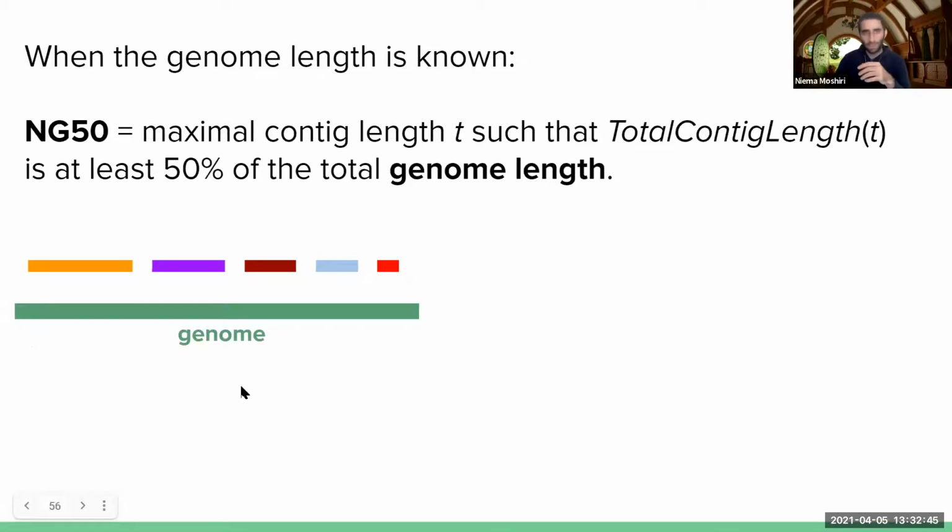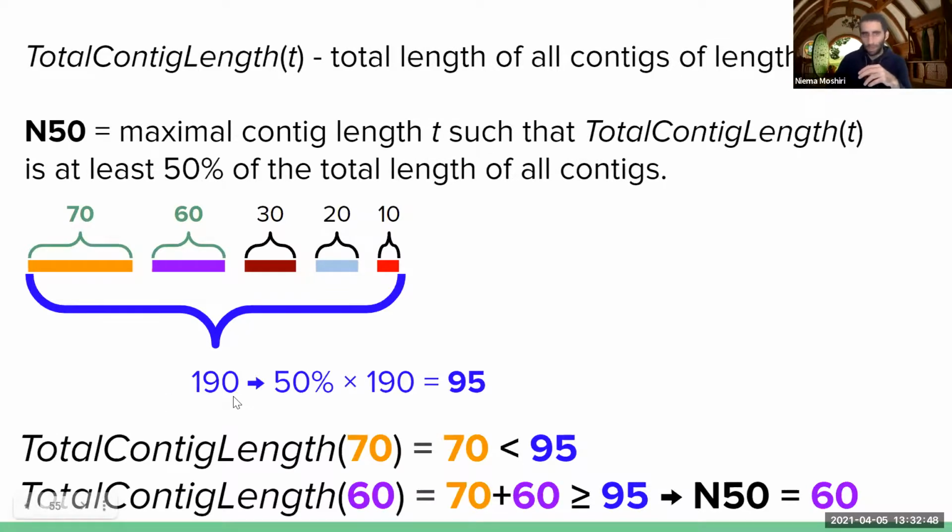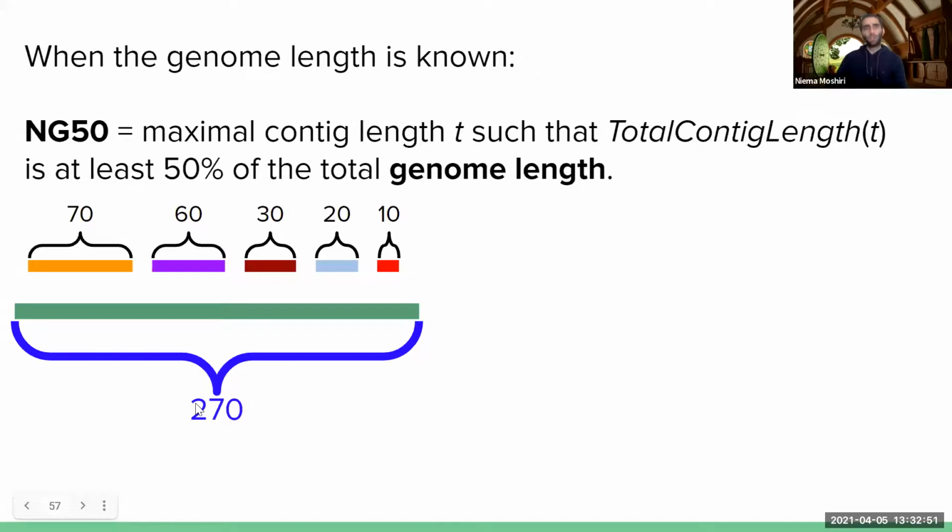So in this example, instead of saying a total contig length of 190, let's imagine we knew in advance that the genome length is actually roughly 270, but same exact contigs. So I've reconstructed the exact same genome in these small fragments of length 70, 60, 30, 20, and 10, but I know that the true genome length is 270. So the NG50 length is the maximum contig length such that the total contig length of that is at least half the total genome length. Same exact thing, just using genome length instead of total contig length. So first thing I have to do is compute what is 50% of my total genome length. 270 times 50% is 135.